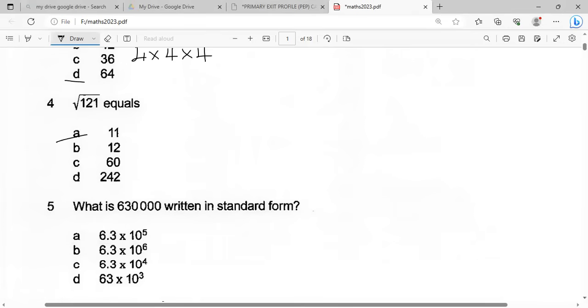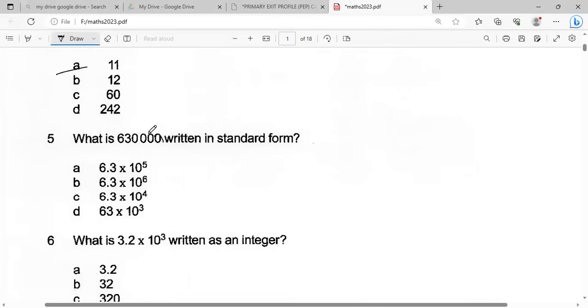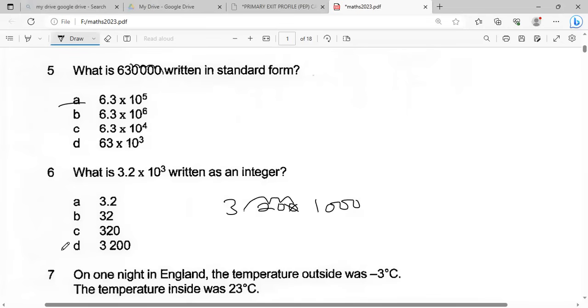And for this one, it says, what is 630,000 written in standard form? So what we do, we count 1, 2, 3, 4, 5. So that would be A. What is 3.2 times 10 to the third power? 10 to the third power is the same thing as 1,000, right? I'll just add the zeros and then let's move 3 places. So I think I'm gonna need 1, 2, 3. So that would be D.